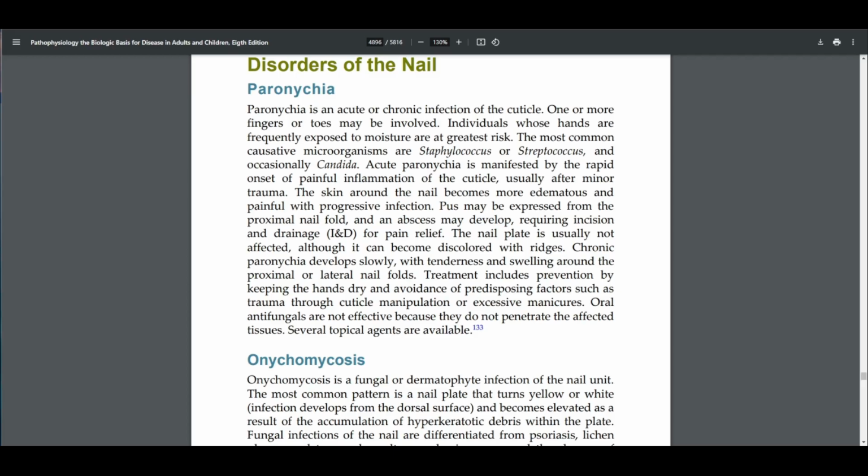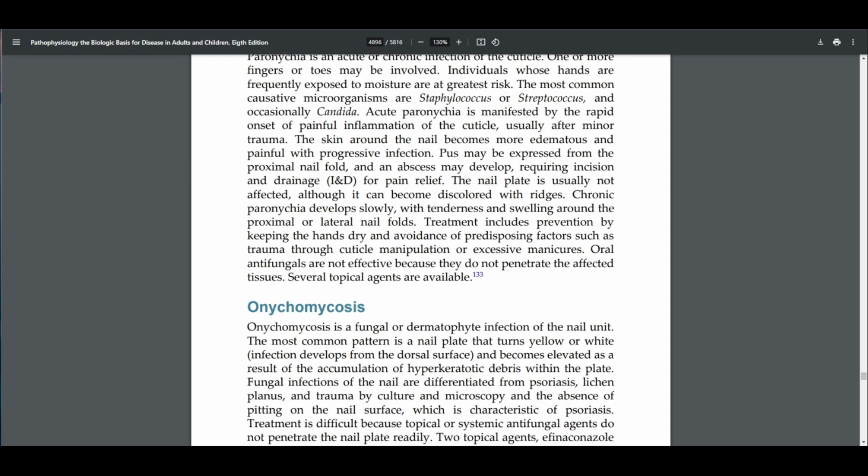Chronic paronychia develops slowly, with tenderness and swelling around the proximal and lateral nail folds. Treatment includes prevention by keeping the hands dry and avoidance of predisposing factors, such as trauma through cuticle manipulation or excessive manicures. Oral antifungals are not effective because they do not penetrate the affected tissue. Several topical agents are available.